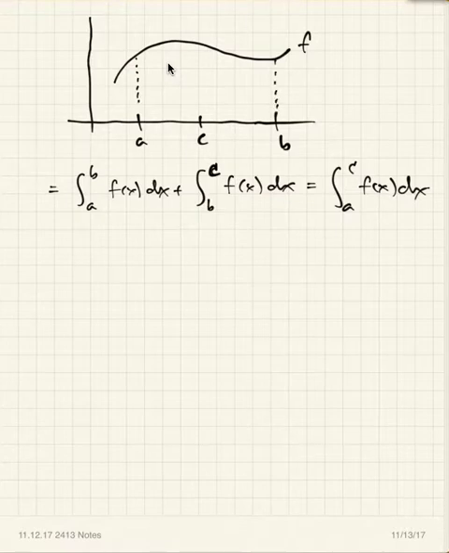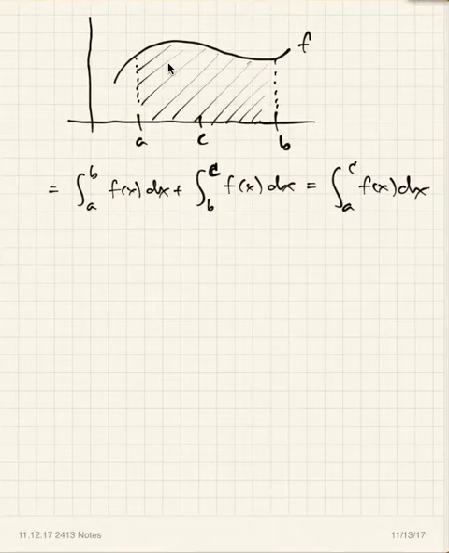Well, the first integral from A to B gives us this area right here, the area of this big region. The second integral from B to C, notice the limits are backwards. So what does that second integral give you? It gives you the opposite of the area of that region right in there. The curve's above the x-axis, so it would give you the negative of that area.